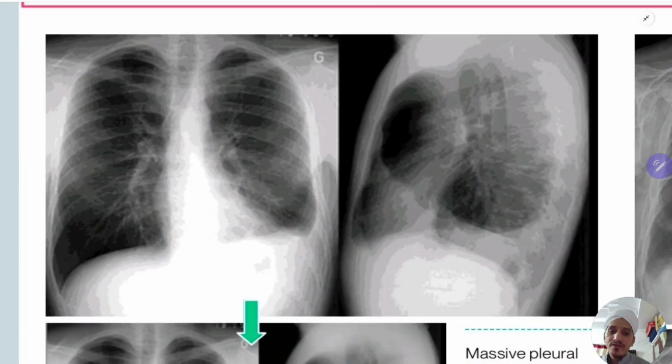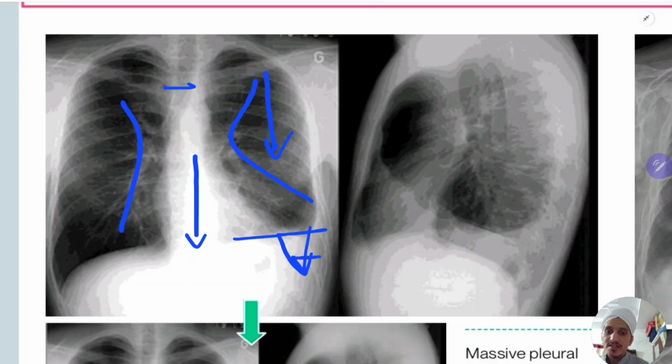So you are seeing blunting of the left side costophrenic angle. Here you are seeing blunting of the left costophrenic angle. Other things: this is an overexposed chest X-ray, there is no rotation, and inspiration is also good in this chest X-ray. So you are seeing blunting of the costophrenic angle. So there is effusion in the left side of the chest X-ray.